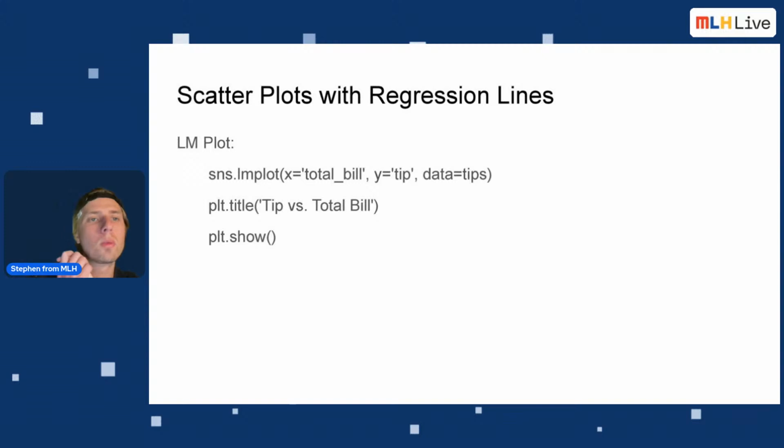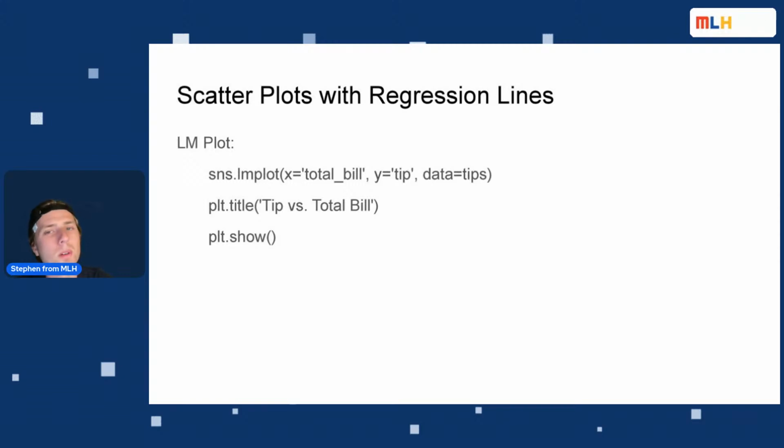And then we're going to give it 2 variables. The x variable is the independent variable. And then the y variable would be the dependent variable. So that would be the tip. And then the data is going to come from that data frame. So we'll do data equals tips. And then we can add some title. So we'll just say tip versus total bill.